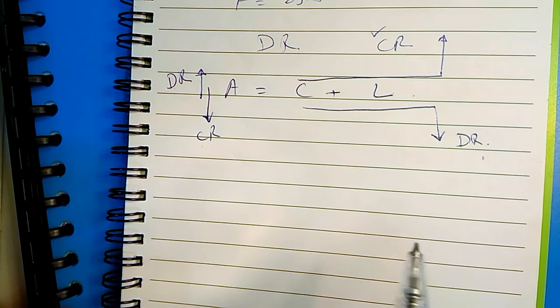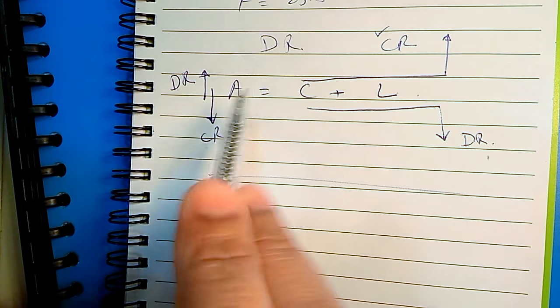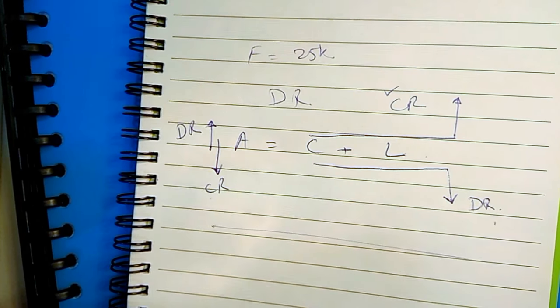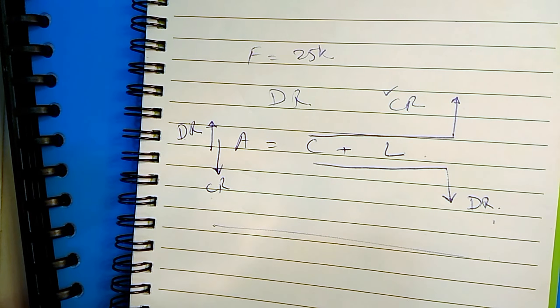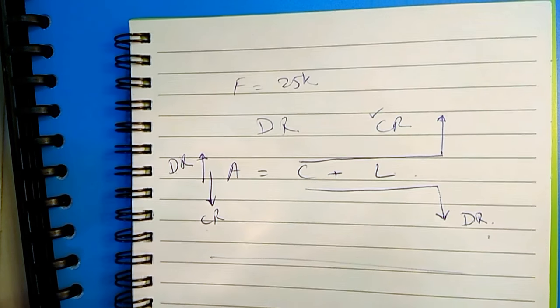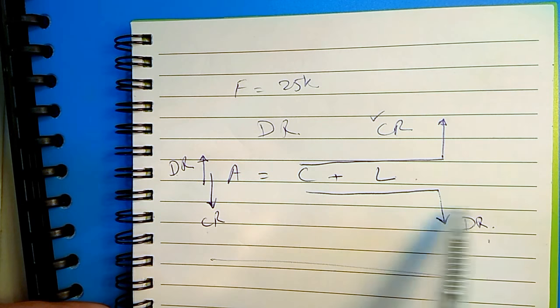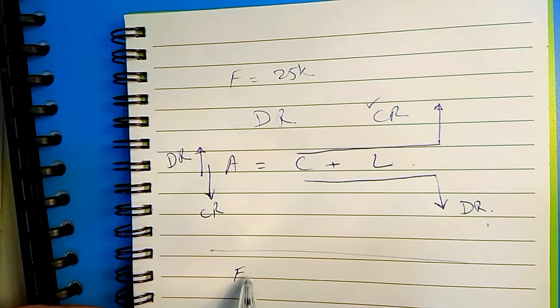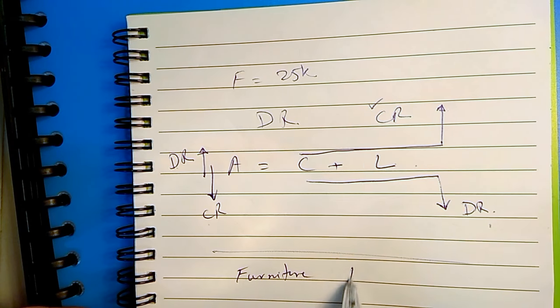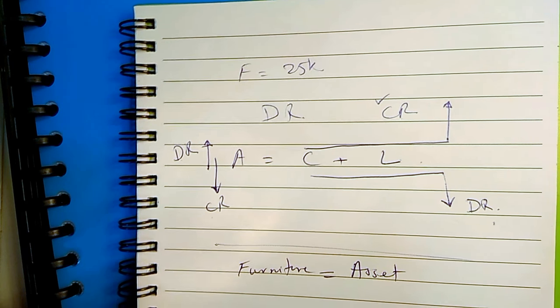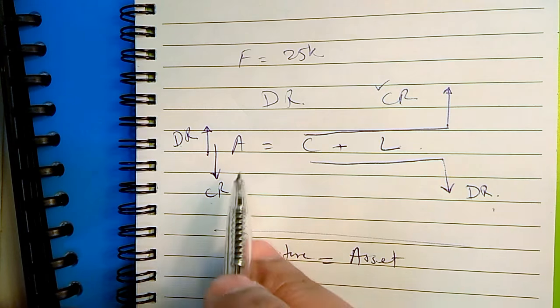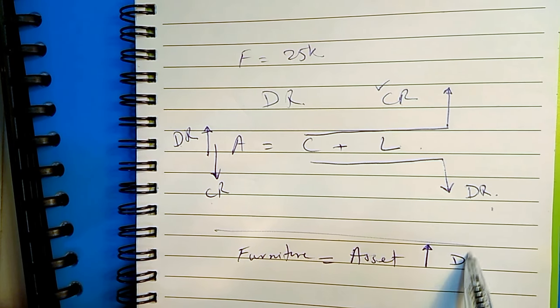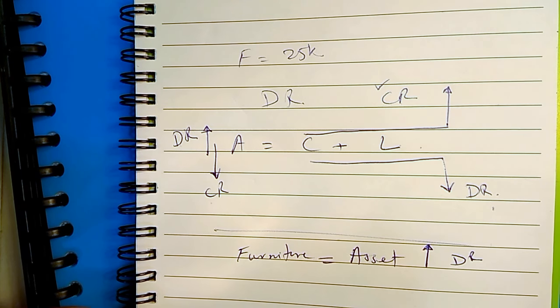Okay, so let's move on with our furniture example. What happened was Tom bought furniture for 25,000, right? So let's put that into this equation. Furniture is an asset. So what we said, assets going up is a debit. So we know there will be a debit coming into the picture.